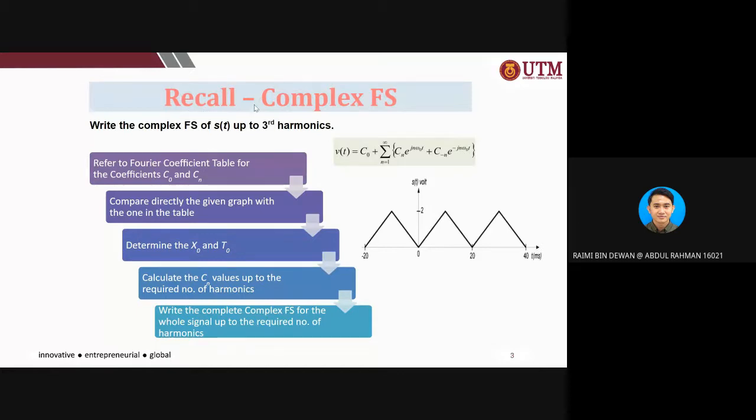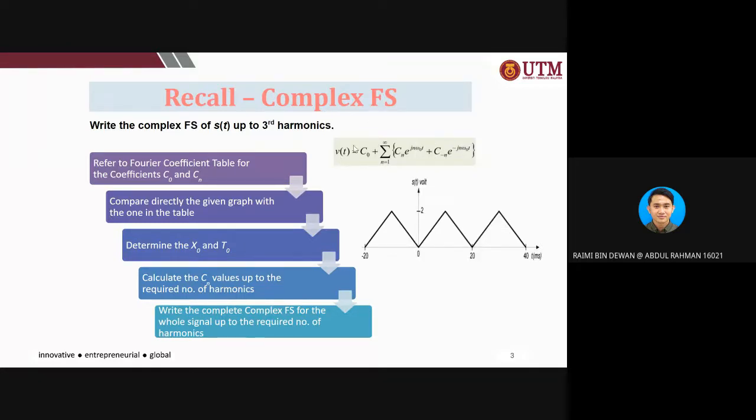So let's recall our complex Fourier series. When the word is complex, it means it involves the use of exponents. And when we refer to complex, it means it is double-sided. So always remember, when we talk about complex, it is exponent, and when it is exponent, it is double-sided. This means we have the positive portion of the graph and the negative portion of the graph, the signal comprised of positive and negative parts.